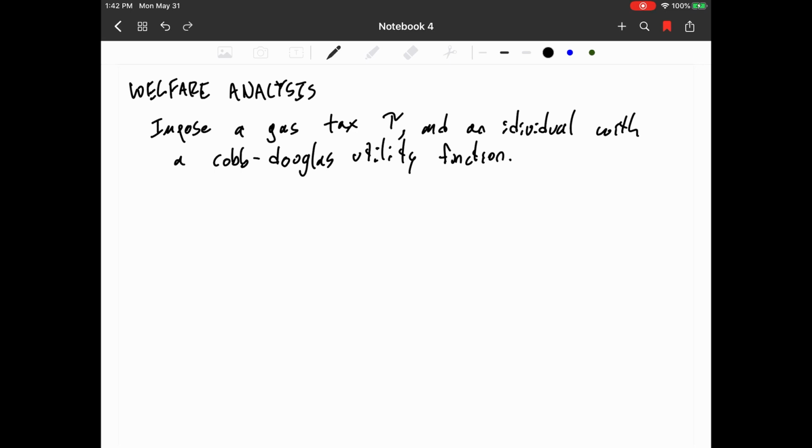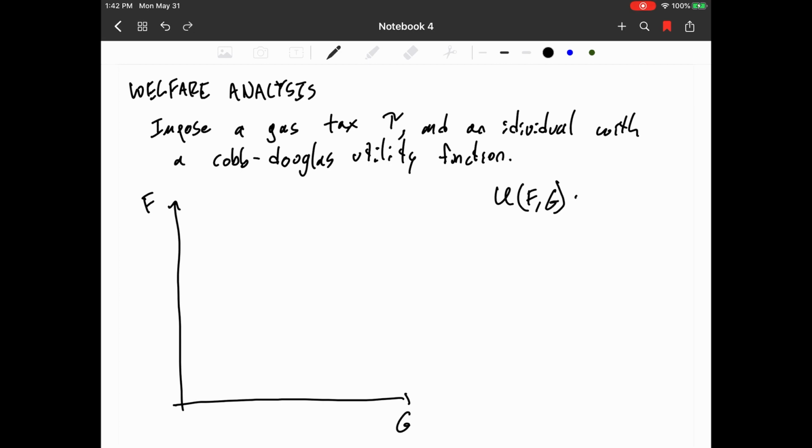So you're all familiar with this at this point. We have u of two arguments, and the two goods we're going to look at in this model. On the vertical, we're going to have F standing for food, and on the horizontal, we're going to have G standing for gas. So utility is going to take F and G, and it's going to look really familiar. We just have F to the alpha, G to the 1 minus alpha.